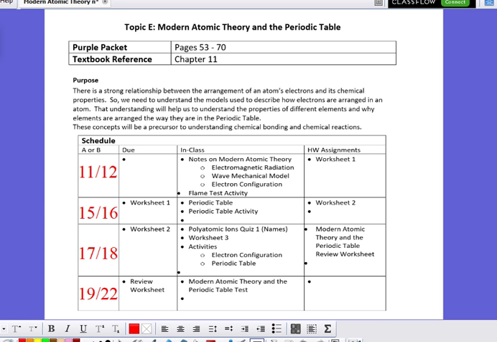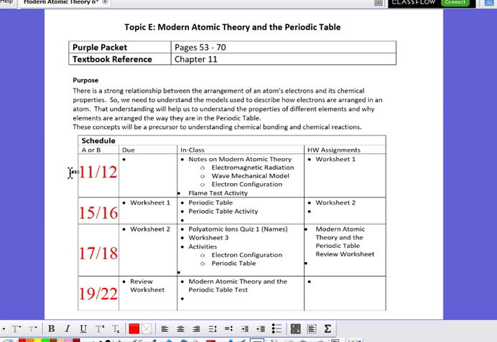So you should have your notebooks open to page 53. We're going to write down the schedule here real quickly, what's coming up for the next week or so. Today we're going to be doing the notes on modern atomic theory. If you're a B day, these are actually backwards. B day is doing it on the 11th, and A days are doing it on the 12th.